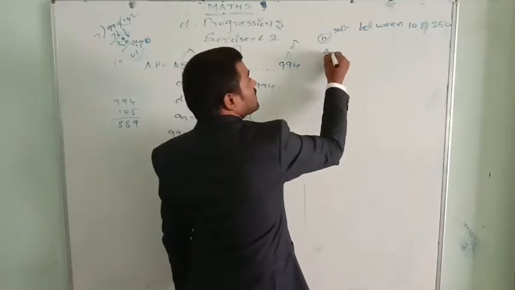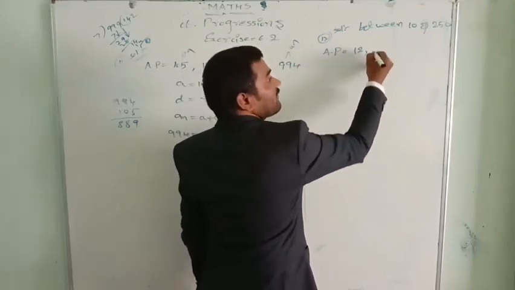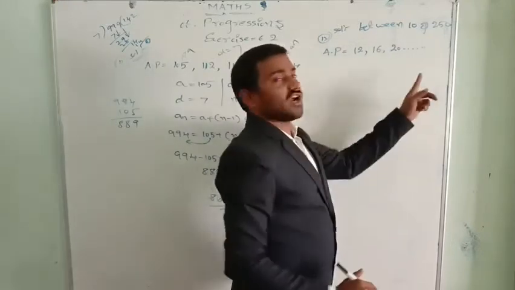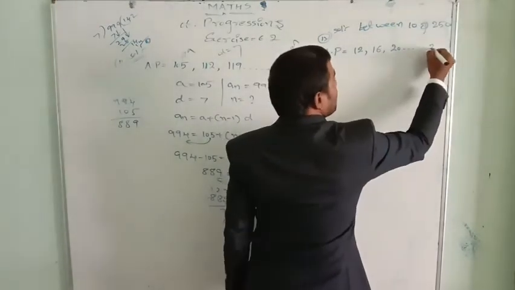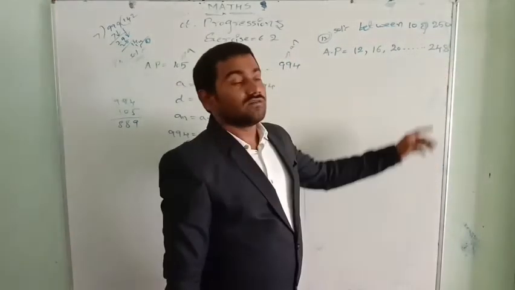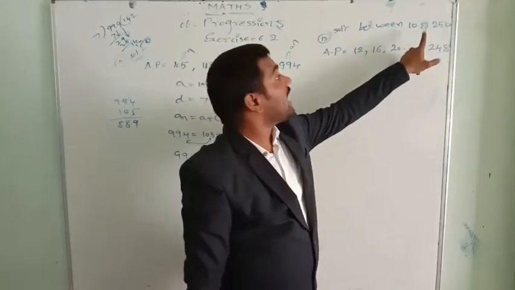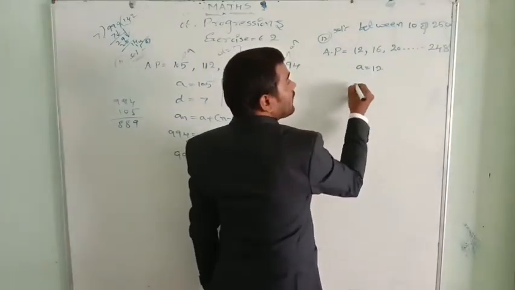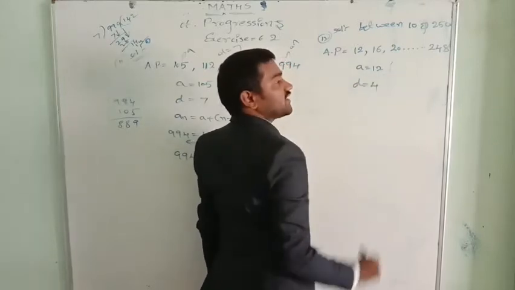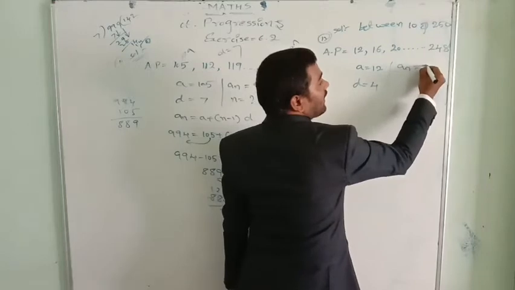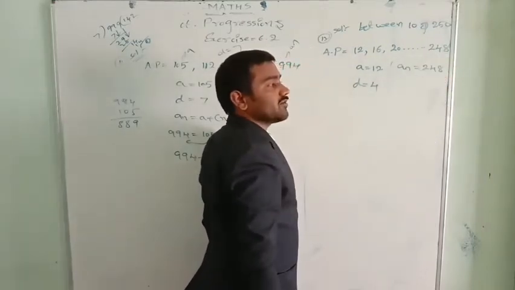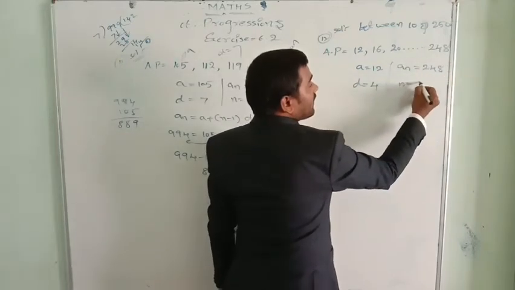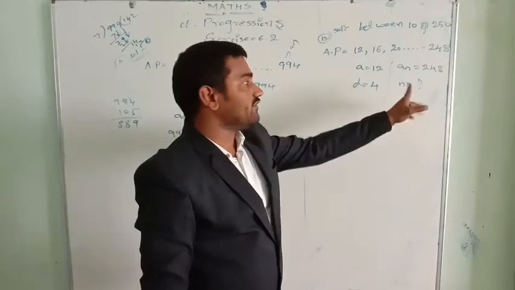Let us write that AP of multiples of 4: 12 is a multiple of 4, 16, then 20 and so on. 250 is not, 248 is, yes, 248 is the last multiple of 4 between 10 and 250. So we have a equals 12 and d equals 4, the common difference, and an equals 248, the last number divisible by 4. So n is the number of terms, how many multiples are there? So we need to find the n value.